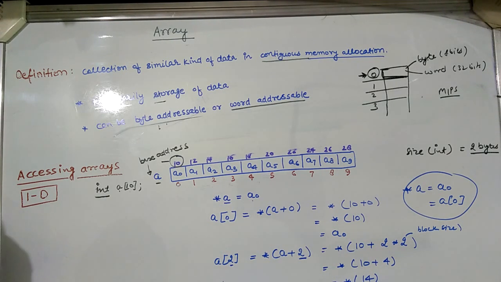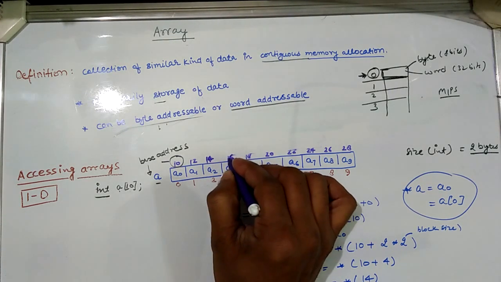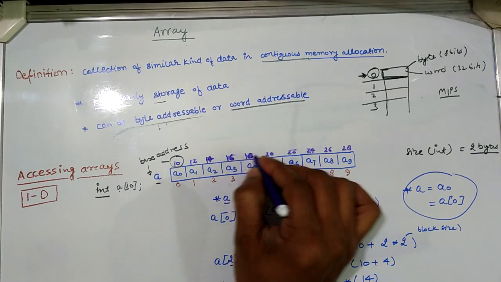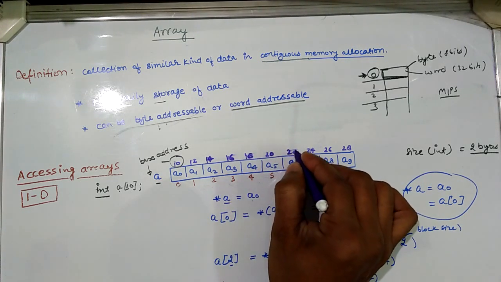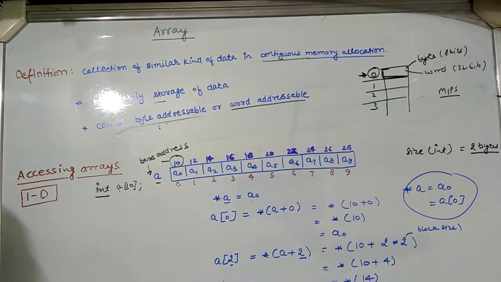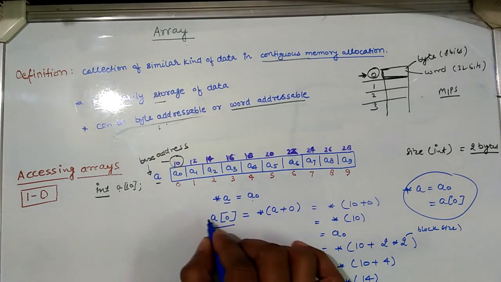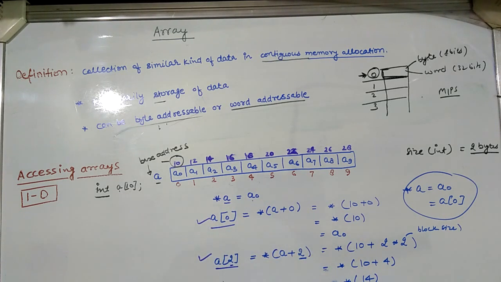So here is the 14th memory location, here is the 16th memory location, then 18th, 20, 22, 24, 26 and 28. Similarly for A of 9, we can easily find out the value for A of 9. So this is how we can find out the value at a particular index.